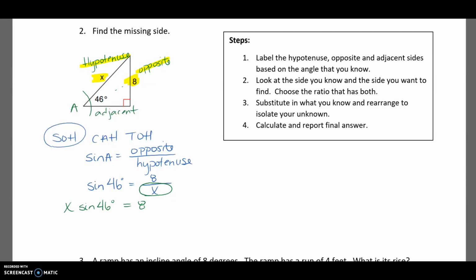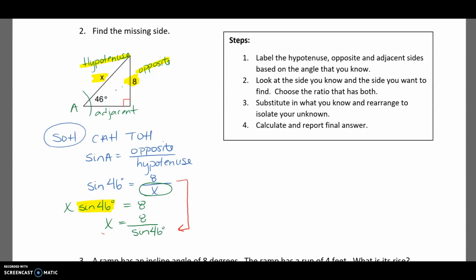To do so, I need to move this sine 46 to the other side. I'll do the opposite operation. It's being multiplied right now, so on the other side it'll be a division. So x equals 8 over the sine of 46 degrees. As you get comfortable with these questions, you may simplify the steps in this rearrangement and get right to there.